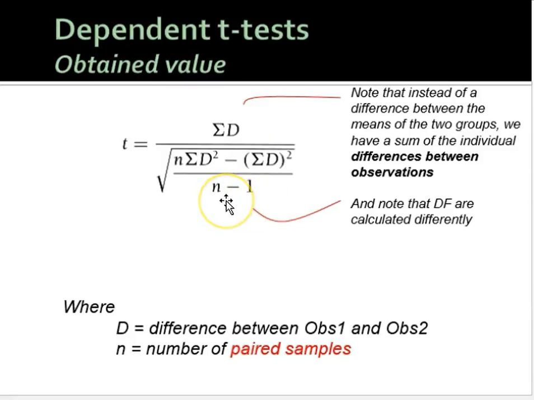Notice that how we're going to calculate the degrees of freedom for this dependent t-test is different from how we did it with the independent t-test. All we have to do is take our sample size, which is the number of paired observations. It is not the total number of measurements made, it's the number of pairs. So again, alert, alert. Your n is the number of paired samples. Figure that out, subtract 1, and you've got your degrees of freedom, which you're going to need to use your table to find your critical value.